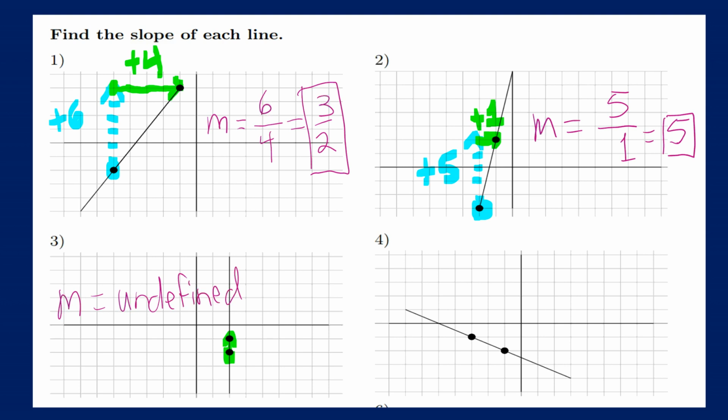All right, number 4. We'll start again with any point. Let's start with this point. So I'm going to be moving up 1 unit. So I went plus 1 up. And then we're going to be moving backwards 1, 2 units. So that's -2 for my run. So my slope, rise over run, the rise was +1, the run was -2. So my answer is -1/2.